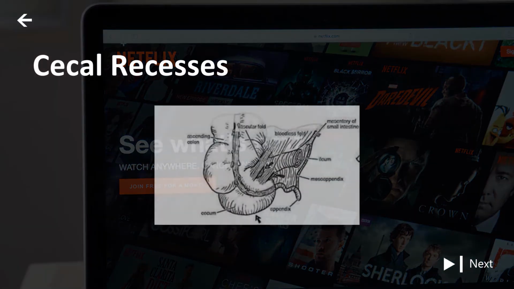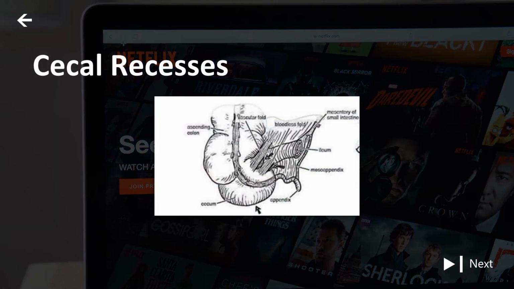Cecal recesses. Folds of peritoneum close to the cecum produce three peritoneal recesses called the superior ileocecal, the inferior ileocecal, and the retrocecal recesses. The superior ileocecal recess or fossa is formed by a fold of peritoneum or the vascular fold of the cecum, arching over the branch of the ileocolic artery which supplies the ileocolic junction.